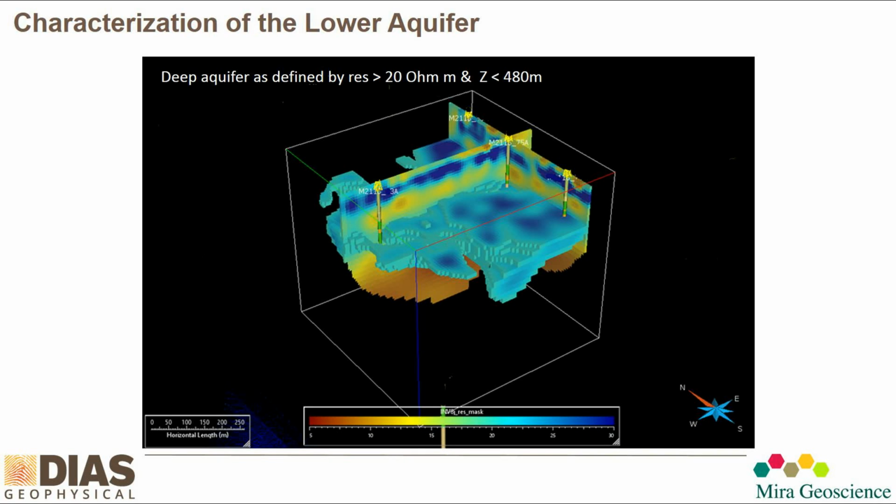So this is the deeper aquifer. We've outlined it as anything greater than 20 ohm meters and at a depth of less than 480 meters. And you can see that the aquifer's thickness and continuity varies through this 500 meter by 500 meter survey block.